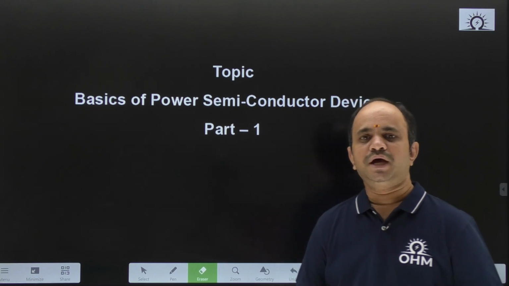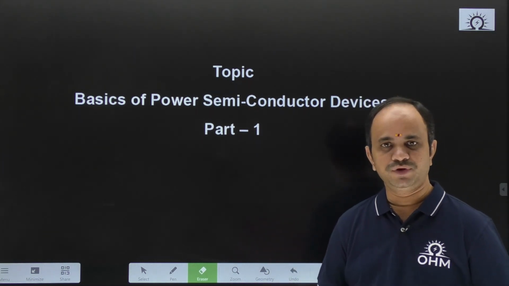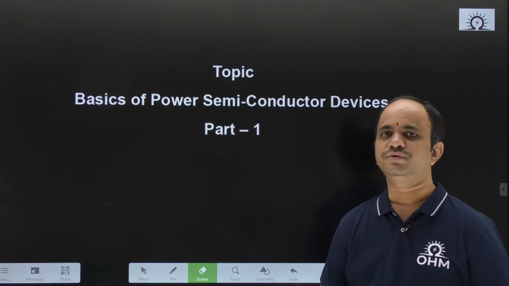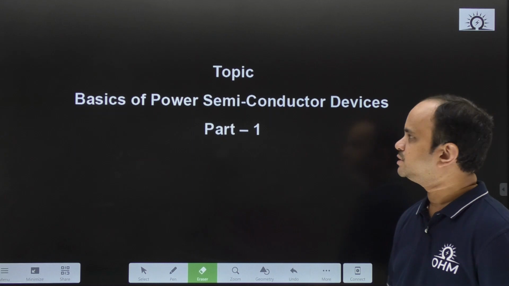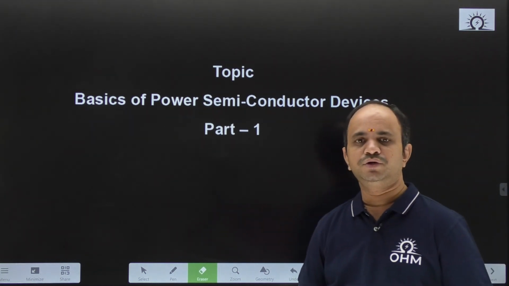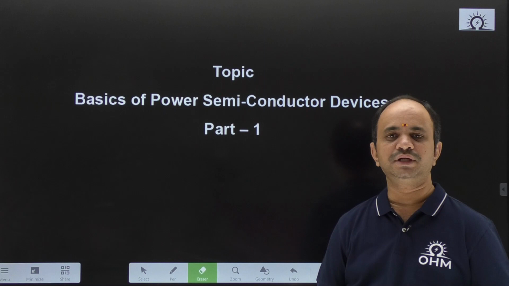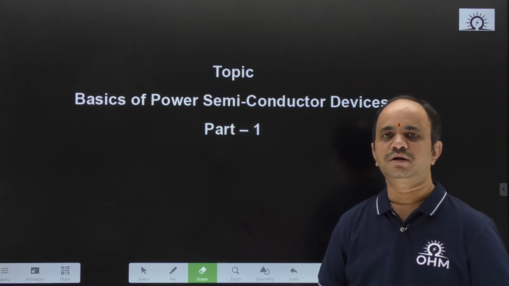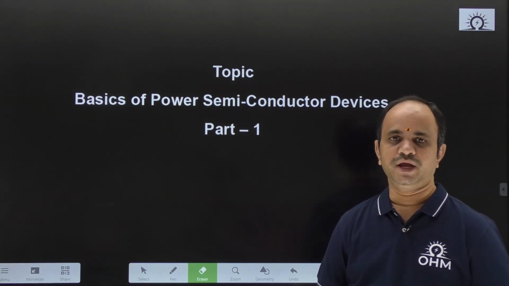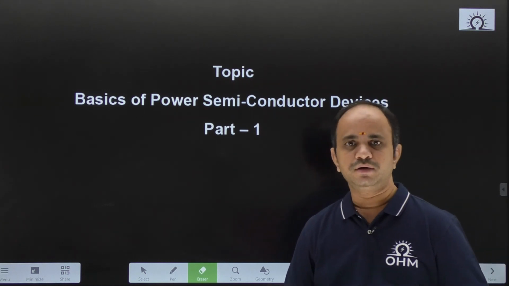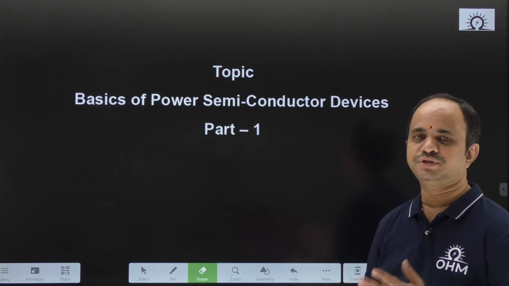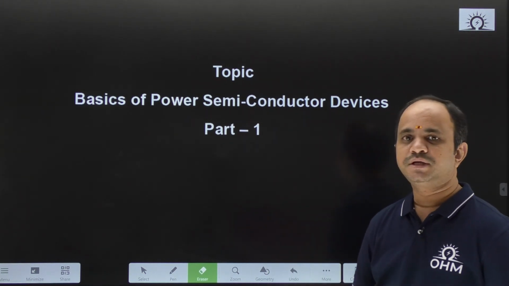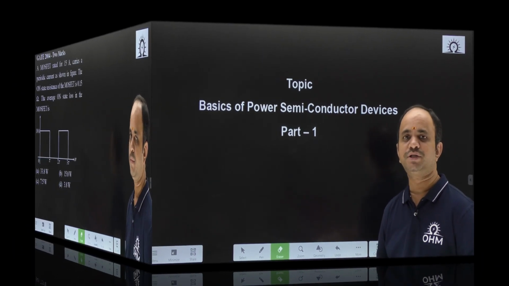The total syllabus is divided into various chapters. In this video, I am discussing the previous year GATE questions from the first chapter, that is, basics of power semiconductor devices, and I divided this chapter into two parts. In the first part, we will discuss the concepts that came in previous years' GATE, arranged in a conceptual order. Of course, 1 mark and 2 marks questions are mixed and will come randomly, but all questions will be discussed concept-wise.